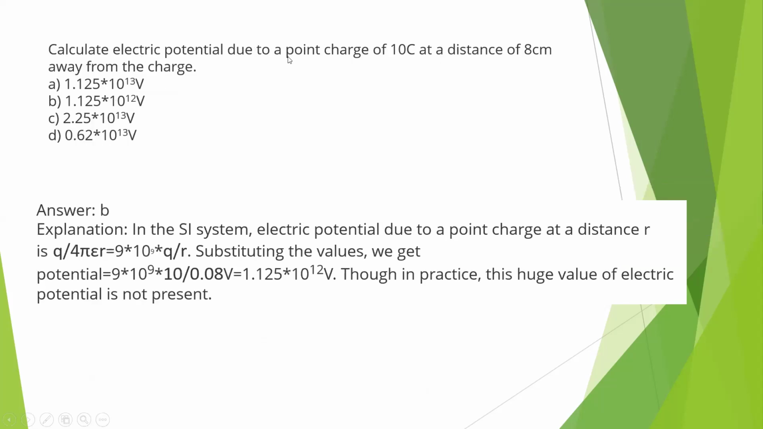Now, calculate the electric potential due to a point charge of 10 coulomb at a distance of 8 centimeter away from the charge. This is a direct question if you know one equation. Suppose there is a numerical problem, first and foremost you have to check the keywords. This is a point charge they have given, and then check the variables. They have given a 10 coulomb charge, so q is 10 coulomb, and also they have given a distance. Now think about an equation related to distance as well as charge. You already have V equal to q by 4 pi epsilon r. If you substitute all the values here, you will get the answer, that is 1.125.